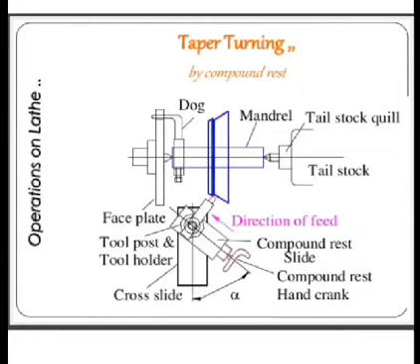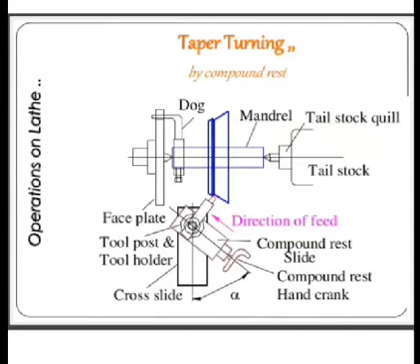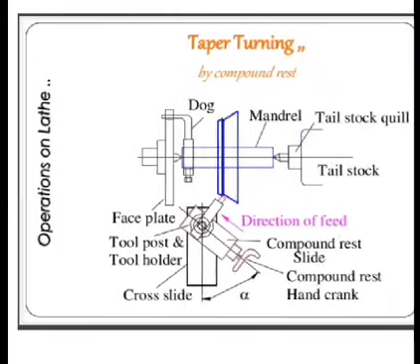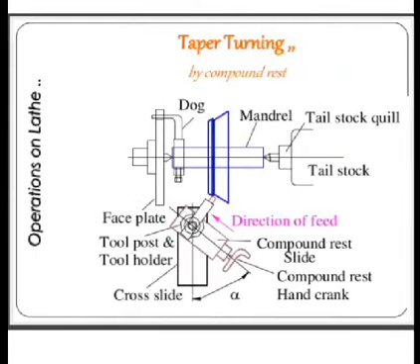The compound rest may be swiveled at 45 degrees on either side of the lathe axis. By this method, step taper turning can be generated on small lengths of job. The tool movement is controlled by hand. Like this, taper turning by compound rest is done.